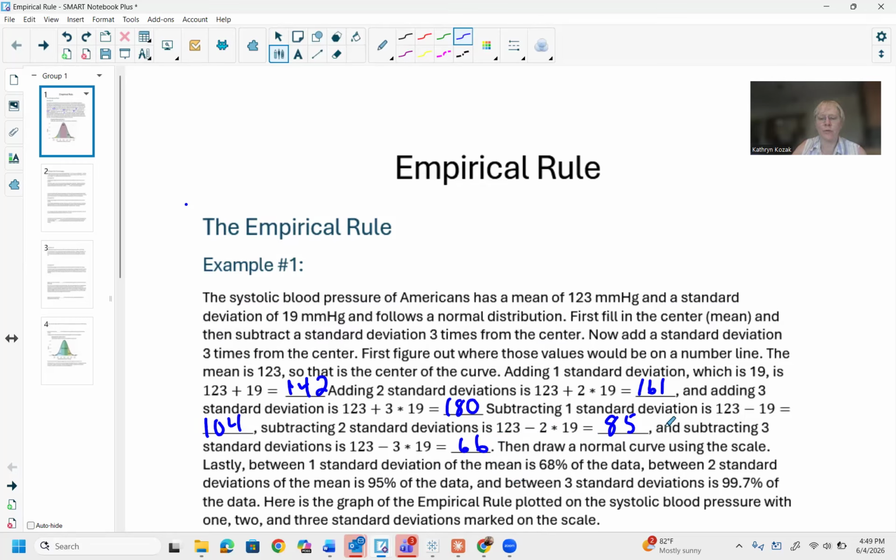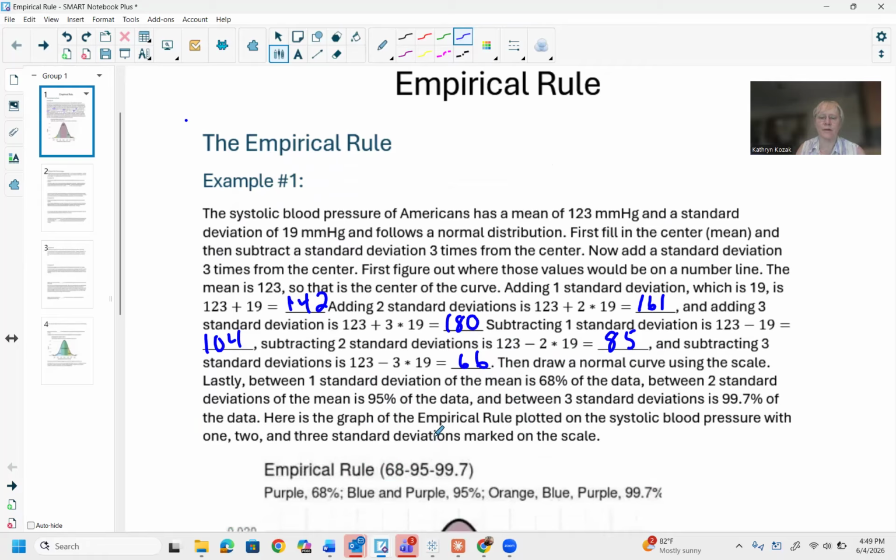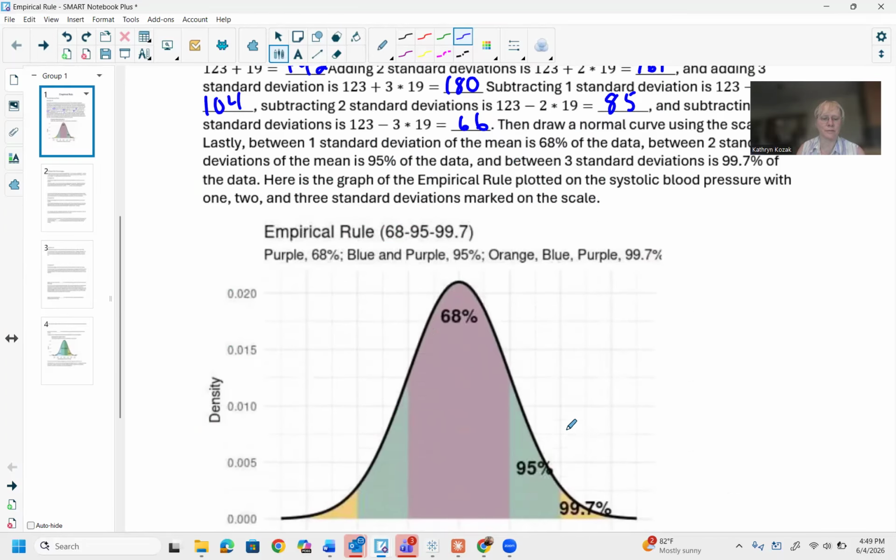Then you're going to draw a normal curve using the scale. Lastly, between one standard deviation of the mean is 68% of the data, between two standard deviations is 95% of the data, and between three standard deviations is 99.7% of the data. Here's the graph of the normal curve plotted of the systolic blood pressure with 1, 2, and 3 standard deviations marked on the scale.